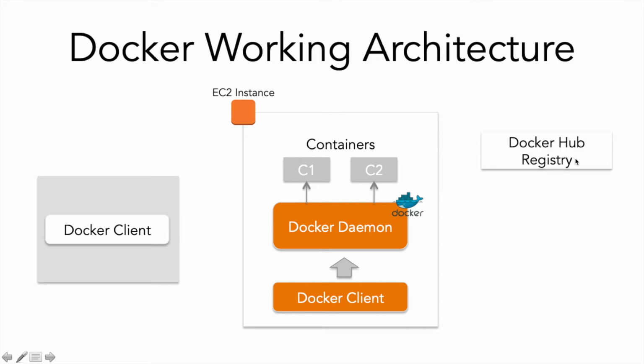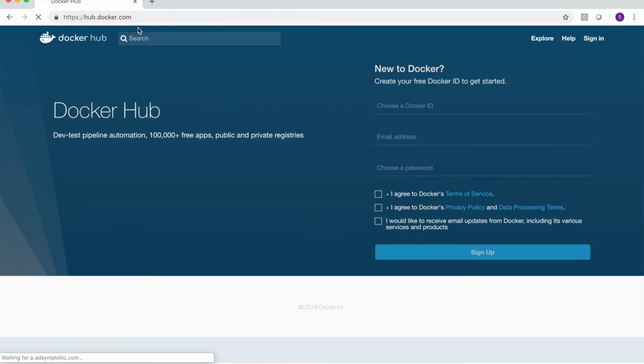Docker uses one of the cloud services. In fact, they use AWS, I guess, to host their registries. So let us go ahead and create a Docker Hub account. You have to go to hub.docker.com. This is the Docker Hub registry website, and then you either sign in or sign up.